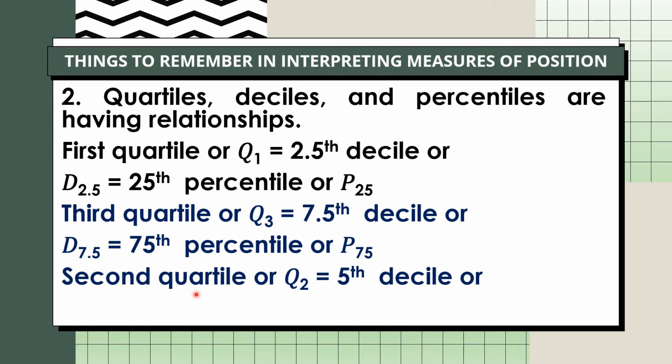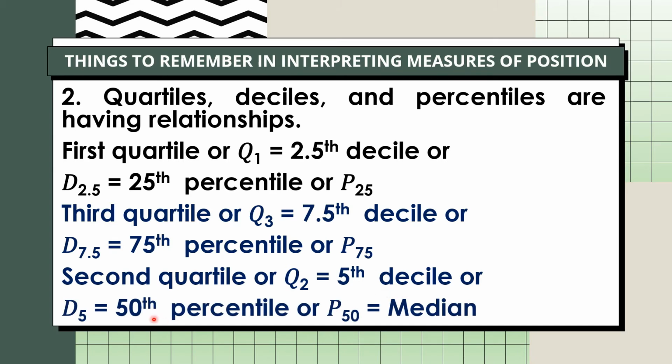And last, yung second quartile natin or quartile 2 is the same with 5th decile, at saka yung 5th decile natin is the same with 50th percentile or yung P sub 50, or yung tinatawag nating median. So, as you can see, pwede tayo mag-convert from quartile to percentile, percentile to decile, decile to quartile, and vice versa.